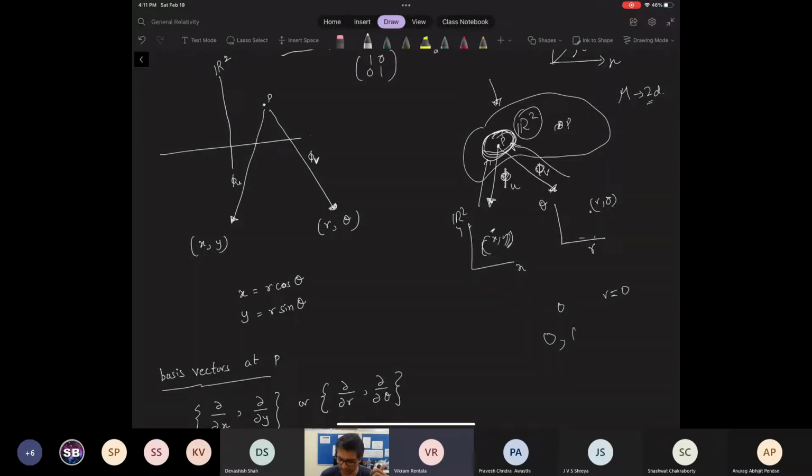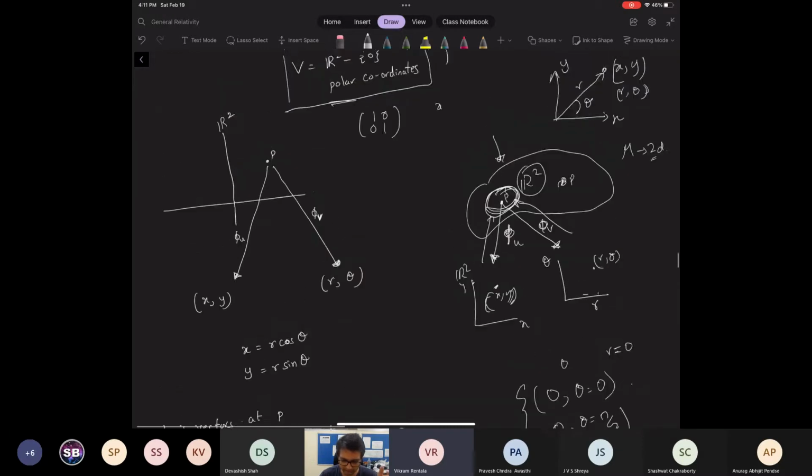There can be r equal to 0 with theta equal to 0. There can be r equal to 0 with theta equal to pi by 2, and so on. All of this really describes the same point. You can't assign multiple coordinates to the same point, otherwise these maps are not invertible. So therefore, you have to restrict yourself to the domain r greater than 0.